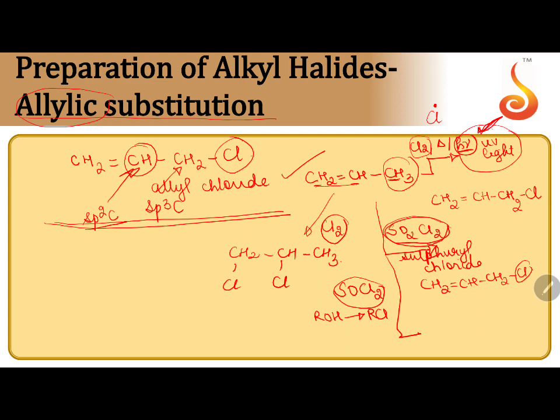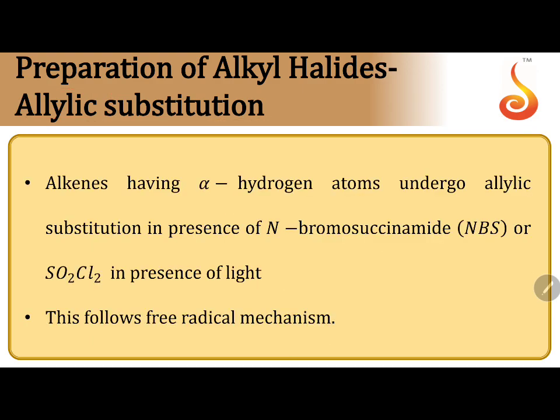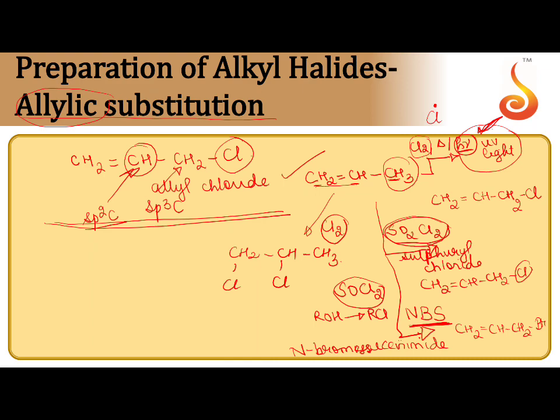The third method of preparation is by using NBS. The full form of NBS is N-bromosuccinimide. N-bromosuccinimide causes allylic bromination. So this time in the allylic position you get Br. So there are three ways in which allylic halides can be obtained.